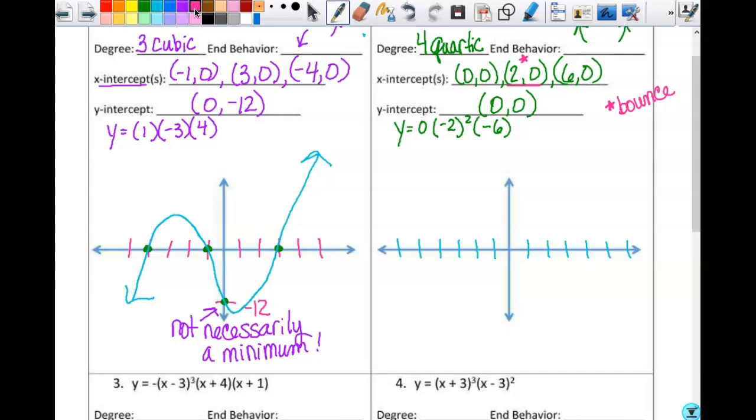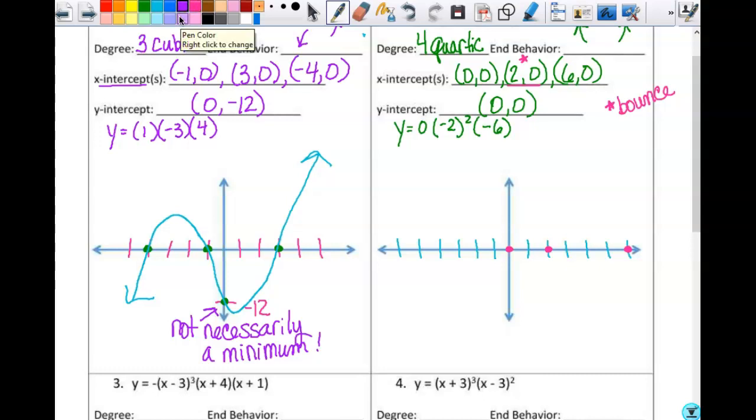Then I'm going to plot some points. So I'm going to plot the 0, 0. I'm going to plot 2, 0. And I'm going to plot 6, 0. Okay, so I've got my 3 x-intercepts plotted, and one of the x-intercepts happens to also be the y-intercept, so I've got those points. That end behavior, that's important because it tells me where to start.